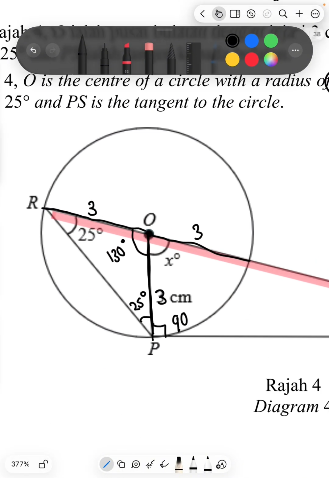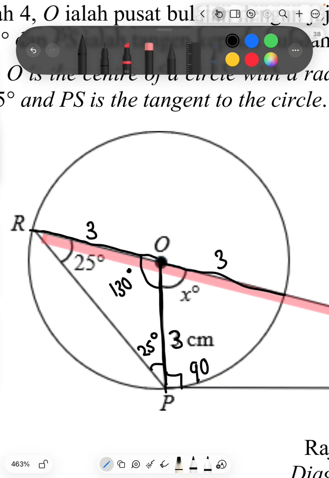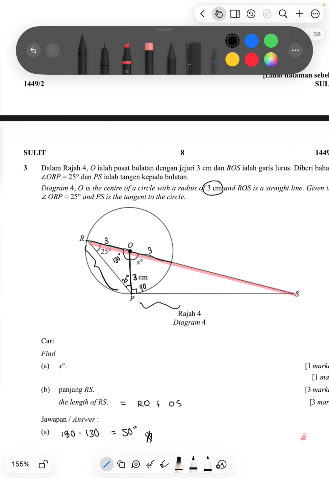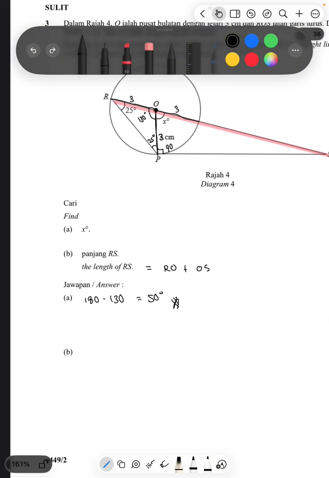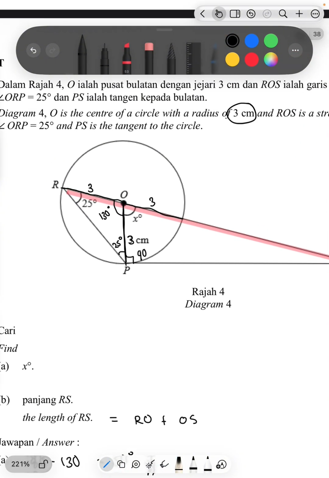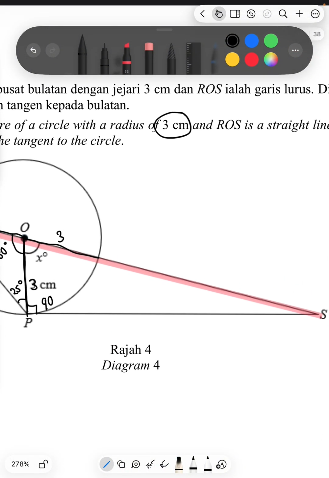Okay, why I'm not gonna find RS by using this or this? Because the problem is we don't know any of these two angles. But what we know is that RO is equal to 3. So all that's left is that RS is equal to 3 plus OS. Okay. Now, we need to find OS.